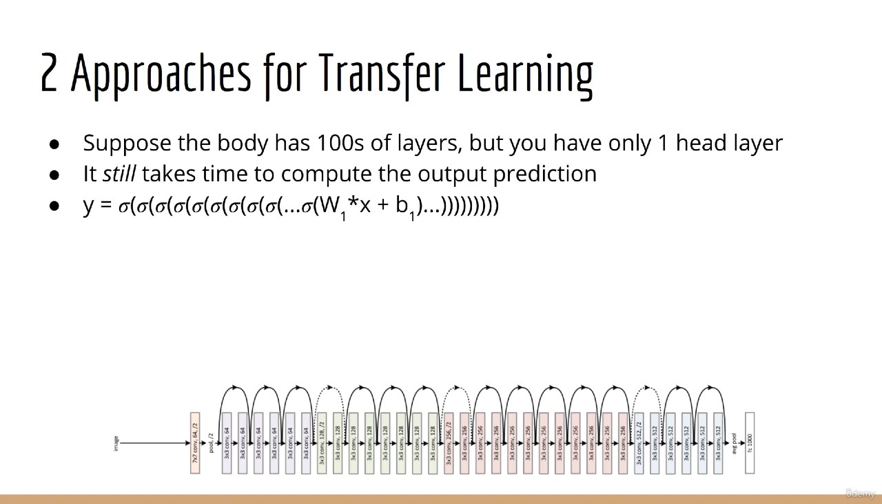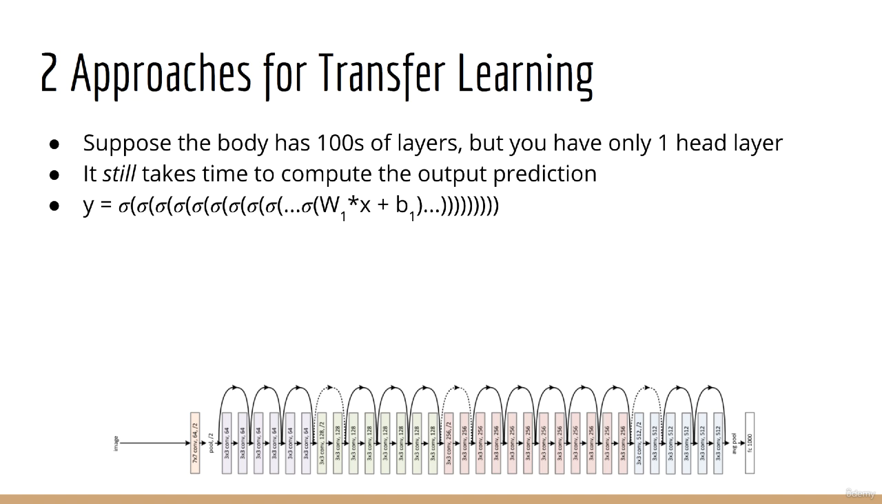In this lecture, I want to discuss two different approaches to transfer learning, both of which we will cover in the subsequent coding lectures. The main issue I want to cover is this. Imagine that the body of our neural network is very large, let's say hundreds of layers. The head, as discussed previously, can just be a single logistic regression dense layer.